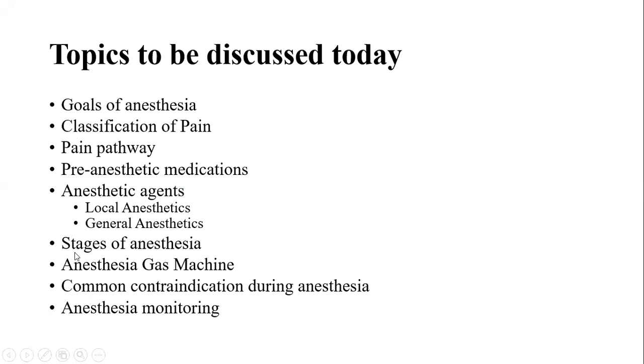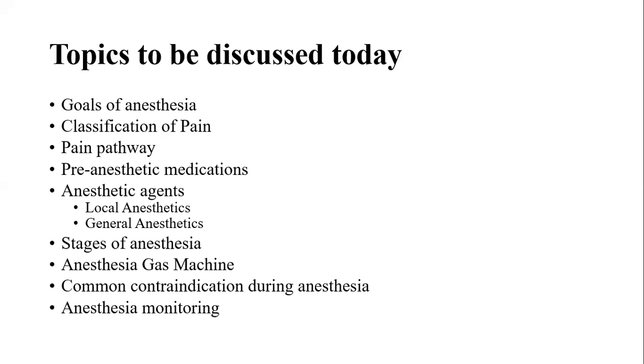And then the next topic would be the stages of anesthesia, that we have given a little touch in the group also today. And then we have to discuss some common parts and their functioning in the anesthesia gas machine. And finally, we will sum up today's class with some contraindications and side effects of commonly used anesthetic and pre-anesthetic agents. So these are some of the topics. So the first topic is the goals of anesthesia.